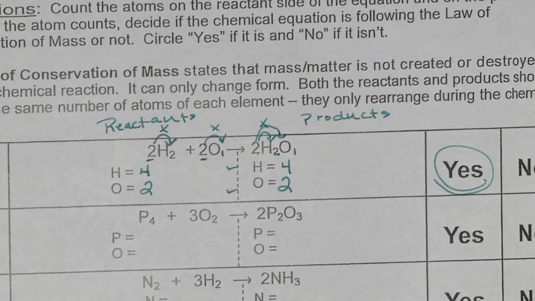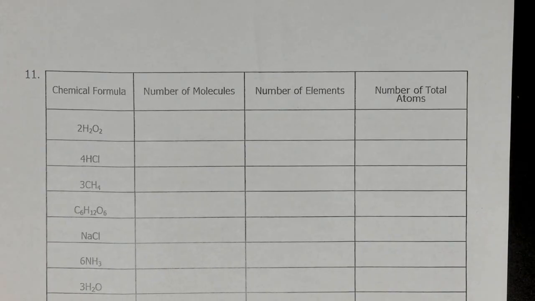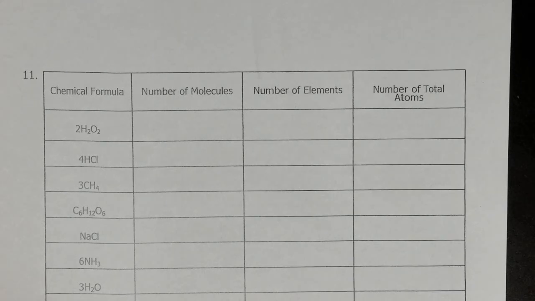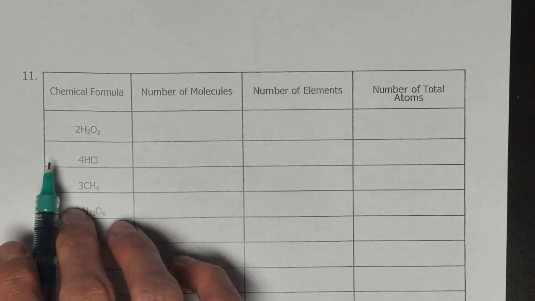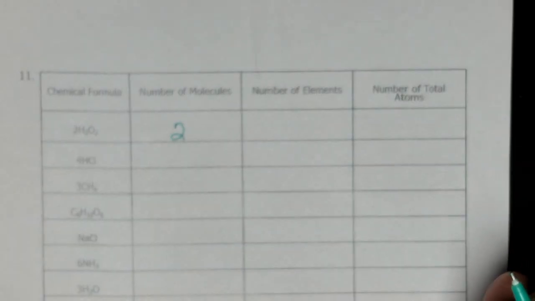So you'll do the same for the front, all the way down. On the back, what you will do now, remember, the coefficient tells you the number of molecules. So in this one, the number of molecules is 2 because there is a coefficient of 2.